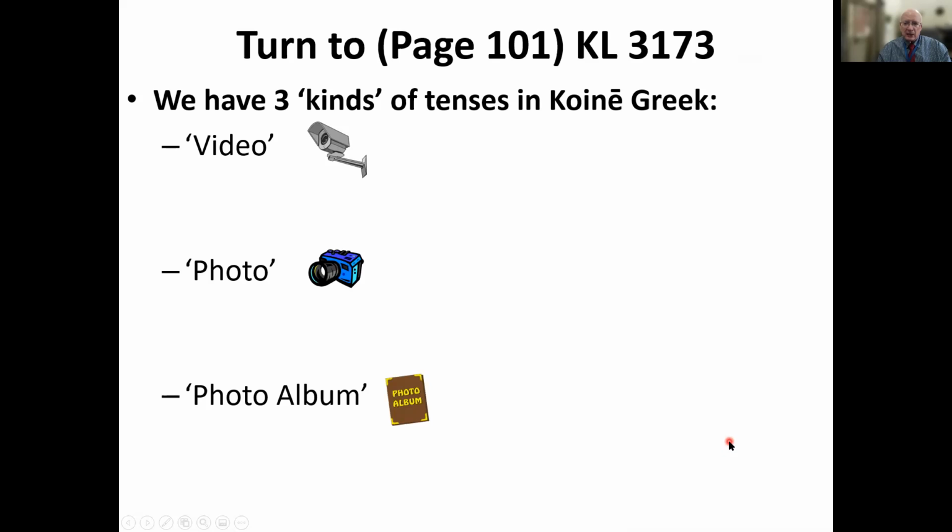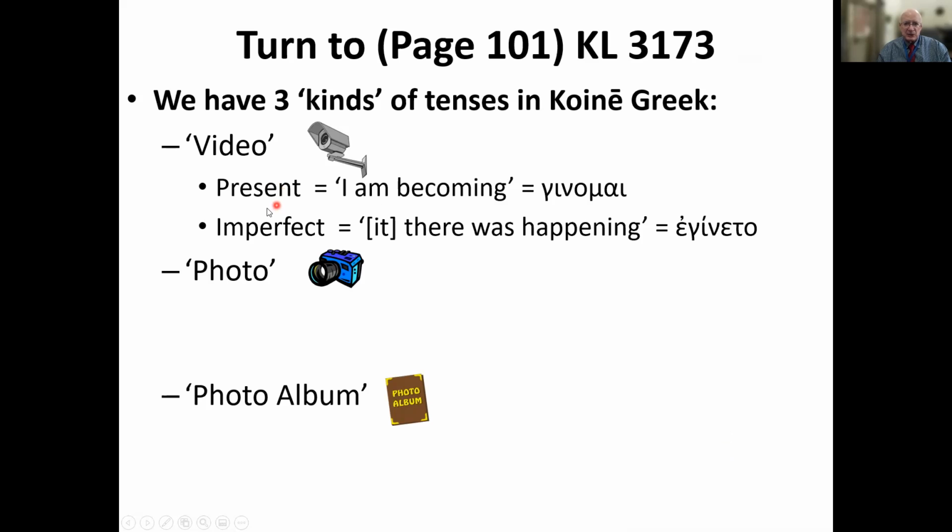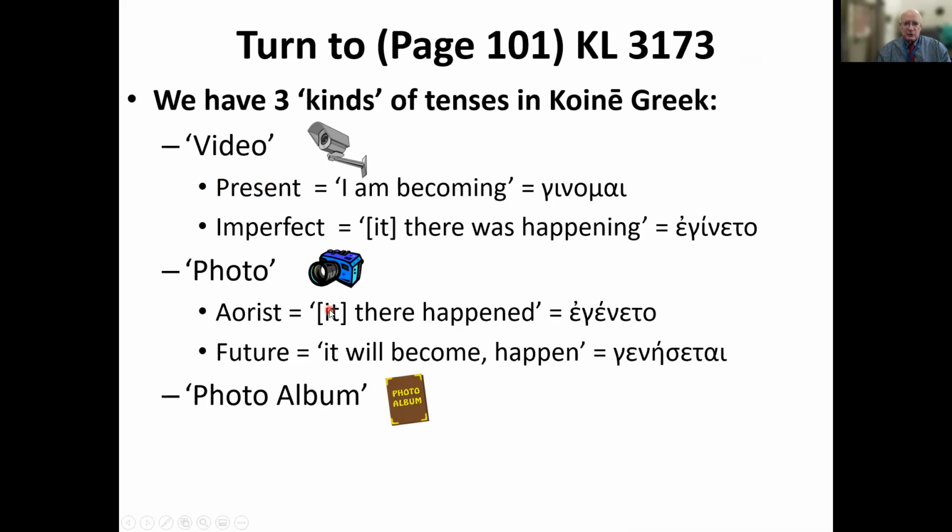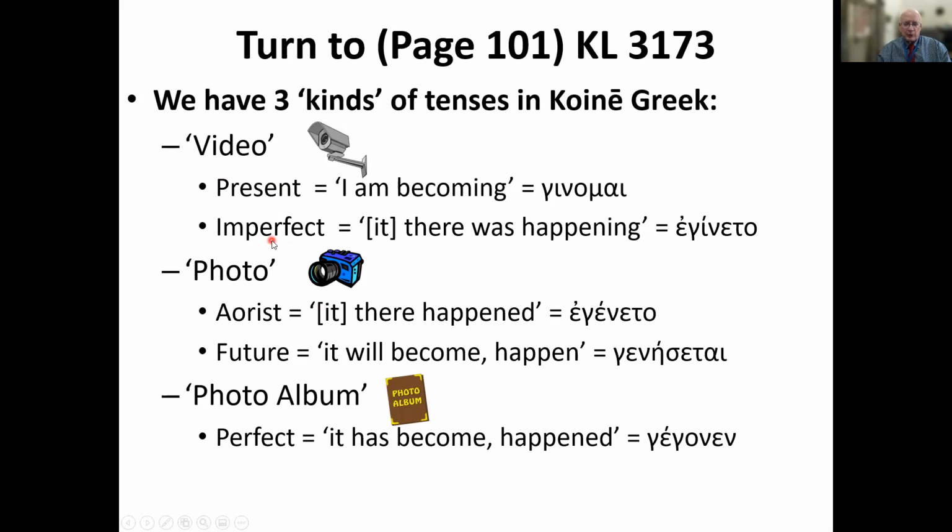We have, again, different types of action and the different tenses, especially the present and the imperfect, which we will learn later, are kind of a video tense of being inside the action, telling us what is happening. The aorist and the future are photo tenses. They are like a one-time action, this happened. And then we have what I call photo album, the perfect tense, that happened in the past, but has continuing results. And either the concentration is on what happened in the past, but more often on the results from what happened.